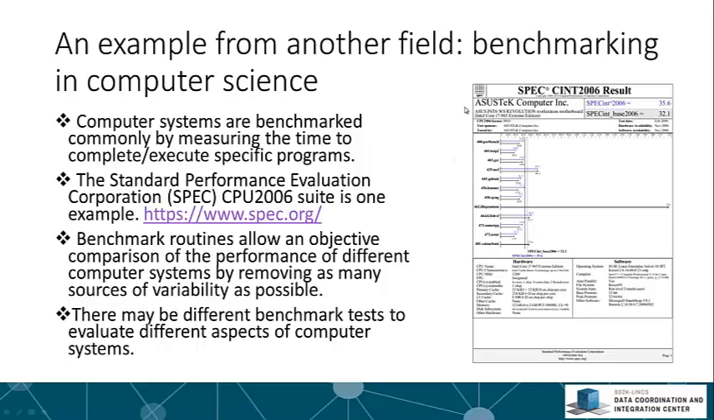On the right, in a figure there, I'm showing a published result of one of the CPU 2006 suite benchmark tests of a computer system. So if we look on the bottom left here, we see a description of the hardware of the system, the CPU and the memory, etc. And to the right of that, there is a description of the software installed on the system. In this case, it's a Linux operating system. Then above, we have the results of the benchmark tests.